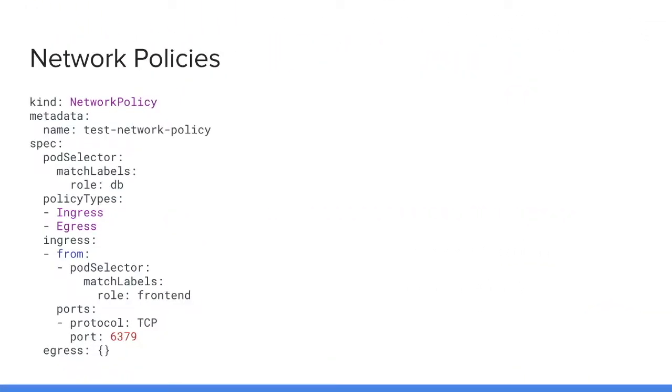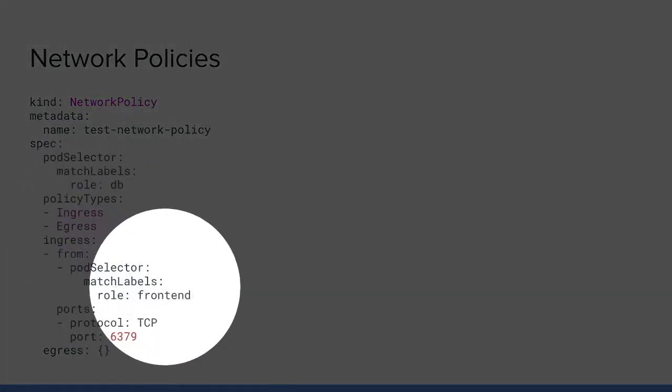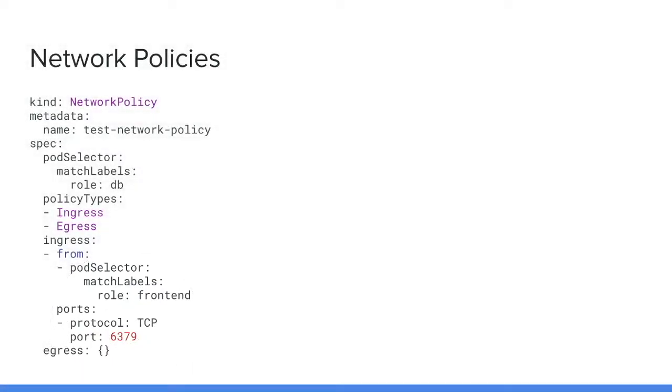This is what a typical network policy looks like. It has a name. This one applies to pods that have a role label with a value of db. It specifies both inbound and outbound rules. For inbound traffic, it allows connections from all pods that have a role label with the value of frontend on TCP port 6379. And it doesn't allow any outbound traffic.